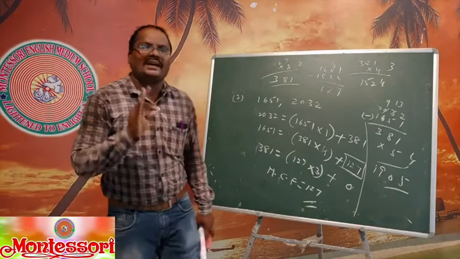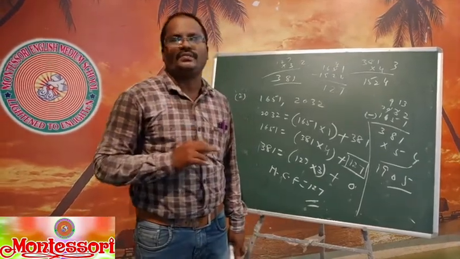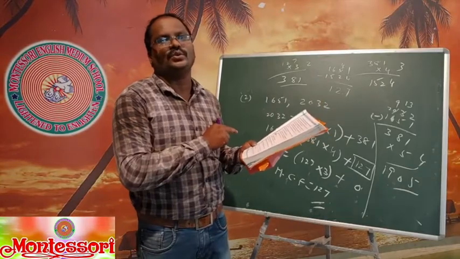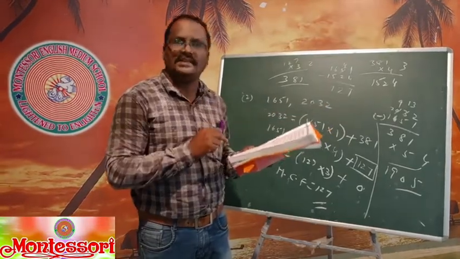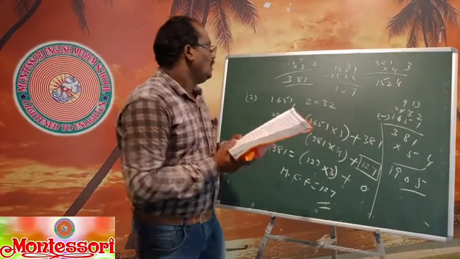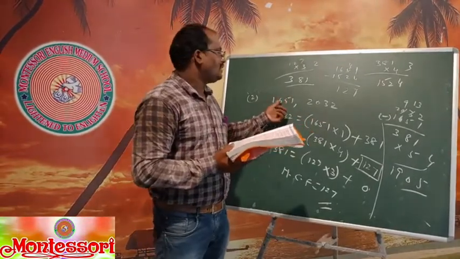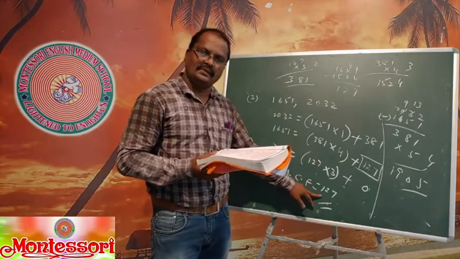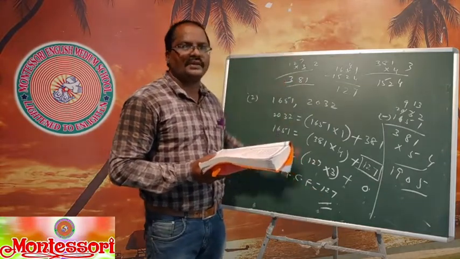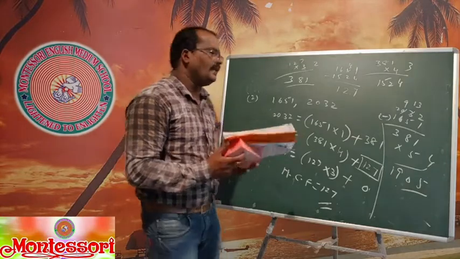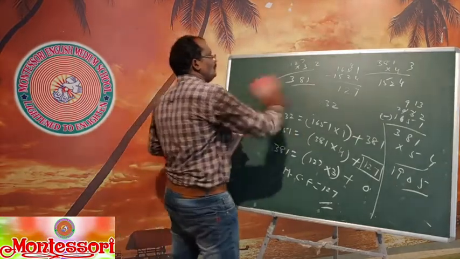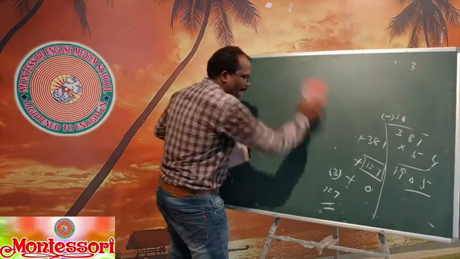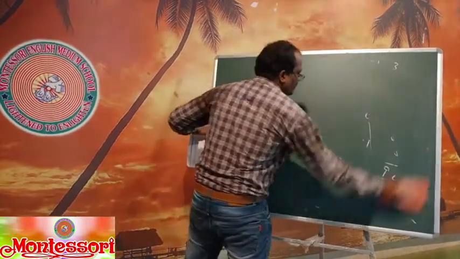So, last class I gave 2 questions for homework to you. First question, 196 and 38220. The answer is 196. One more question I gave, 16512 and 32. This answer is 127. First of all, all of you verify your answers. Okay. Now you come to the next question.